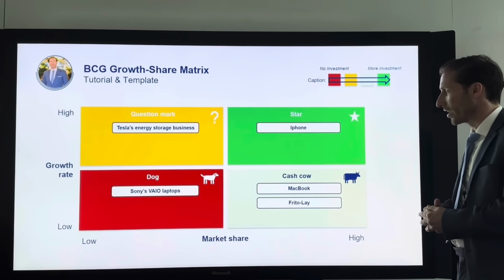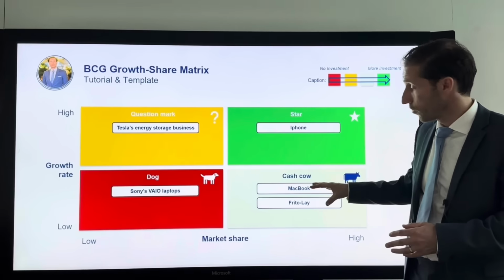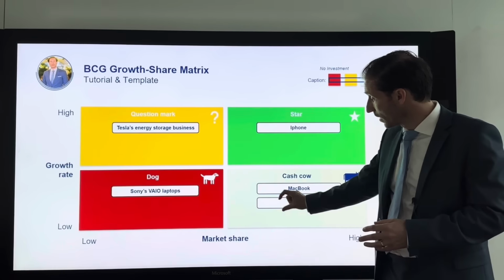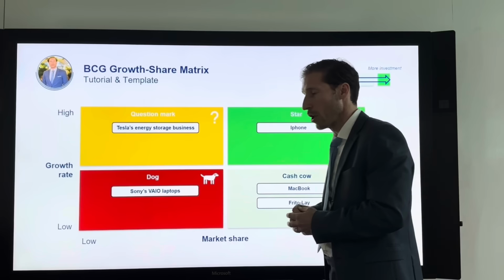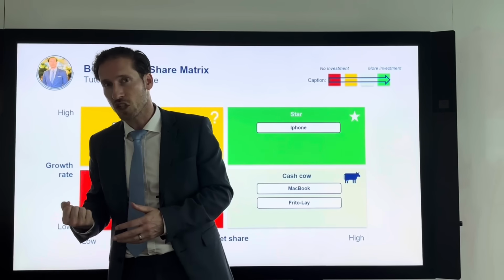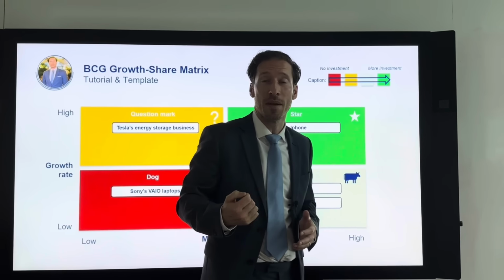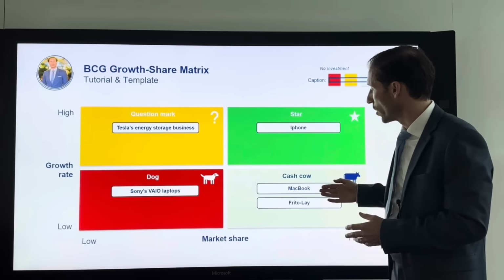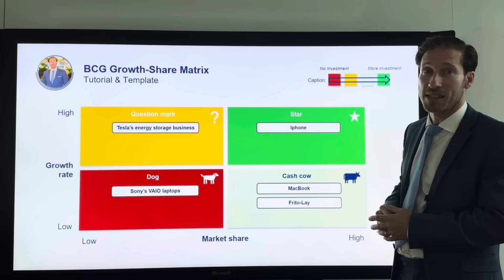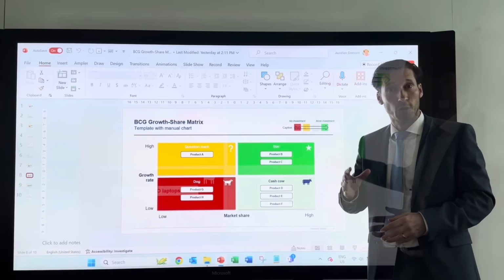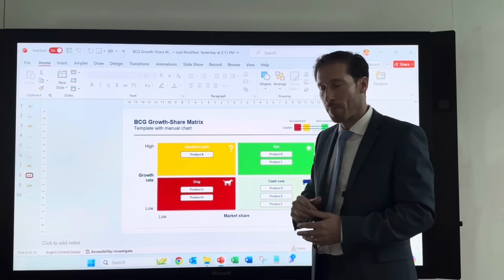And then you've got the cash cow, very important because these products or businesses that are inside this quadrant will generate a lot of cash, and this cash will be reinvested usually or mainly in the products and businesses in the star quadrant. To save you time, we've got 2 templates.